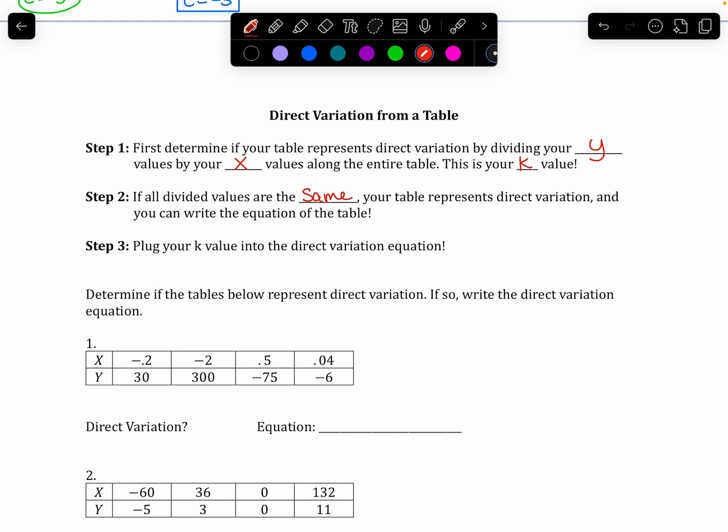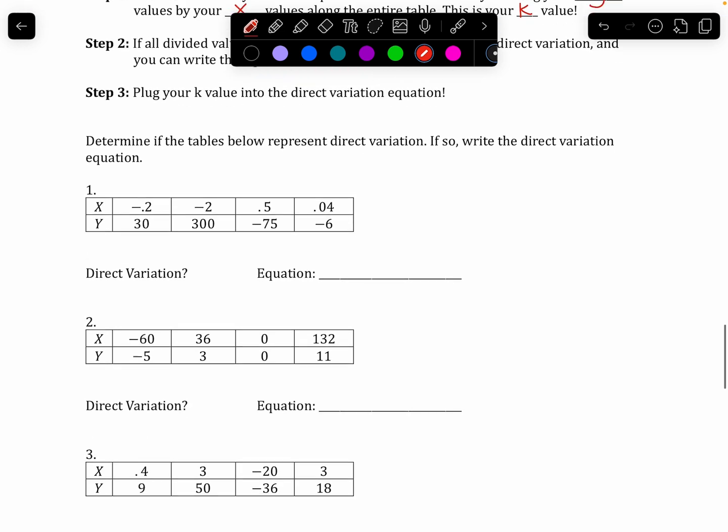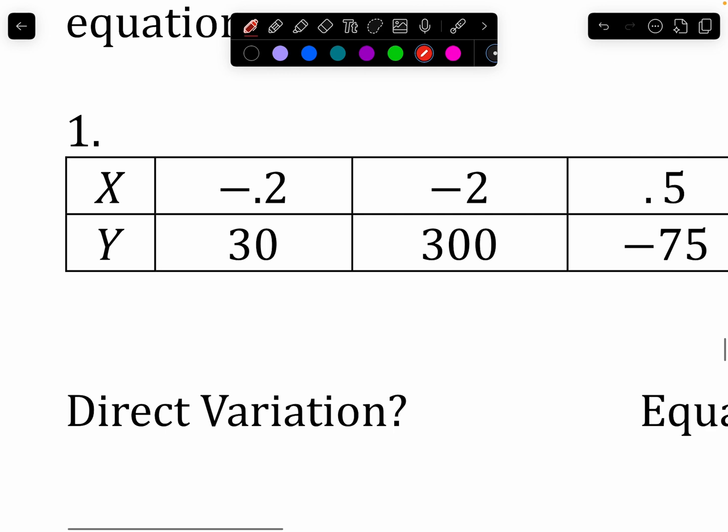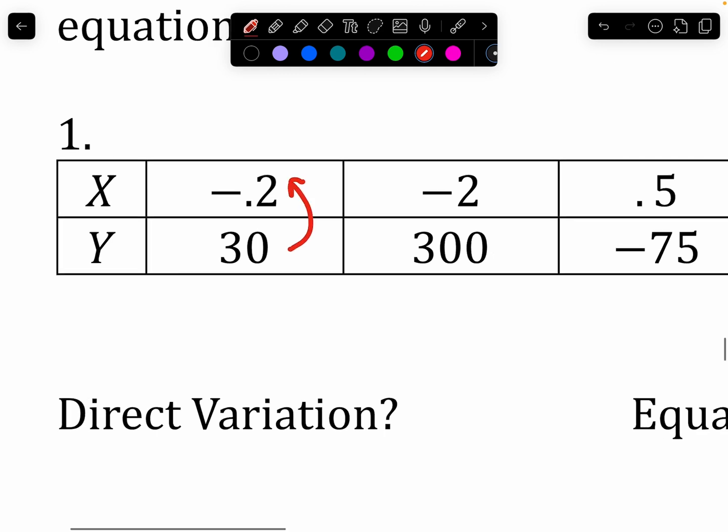Step 2 says, if all divided values are the same, then your table does represent direct variation, and you can write the equation of the table. If it does, you're going to plug the k value that you got into the direct variation equation. So what we're going to do is take each one of our y values and divide them by our x value.